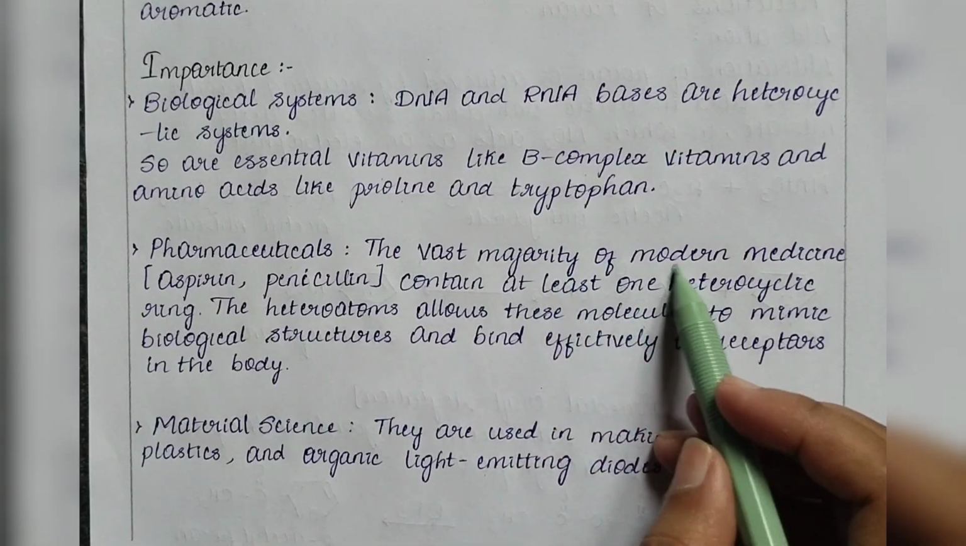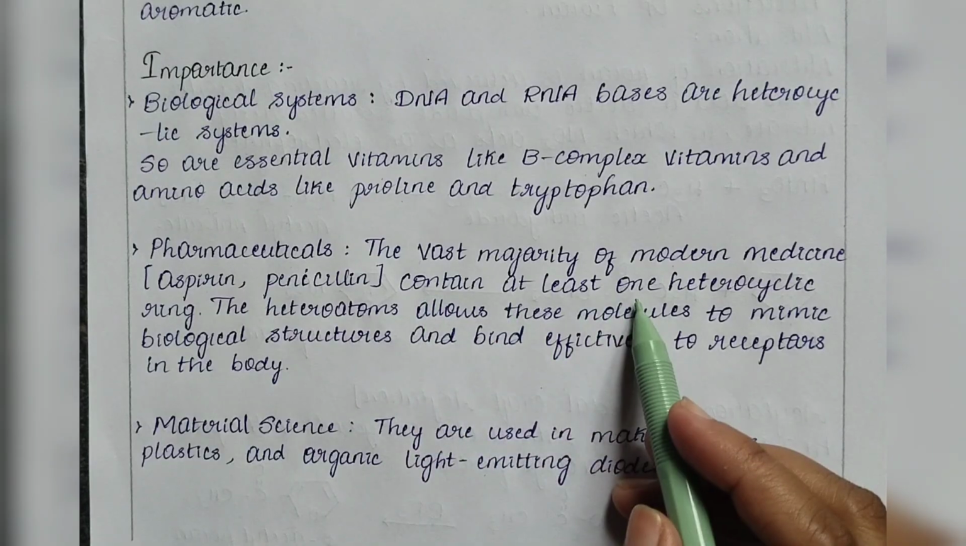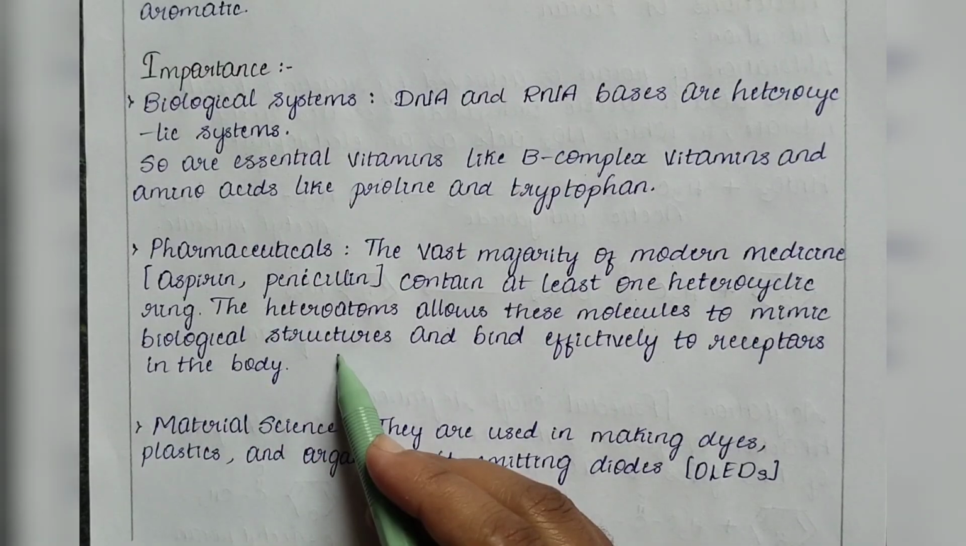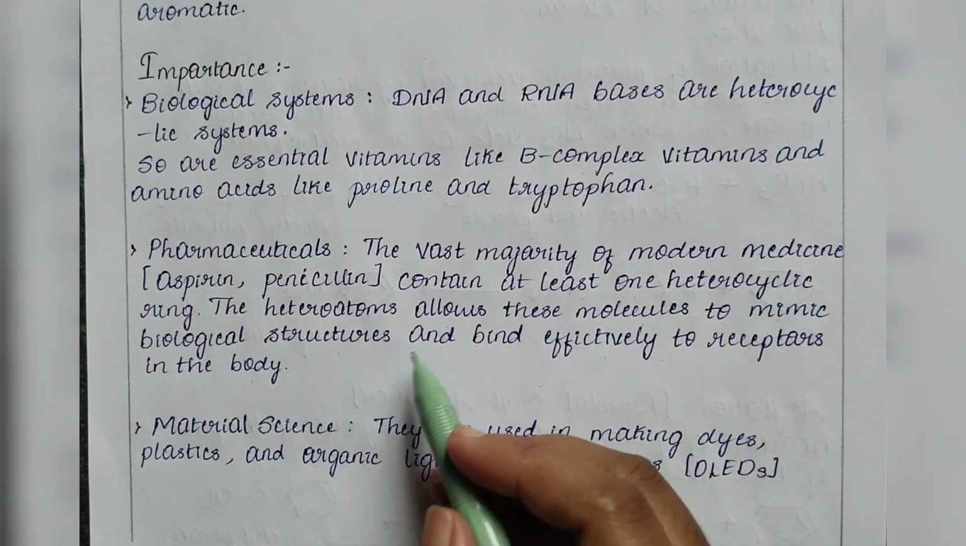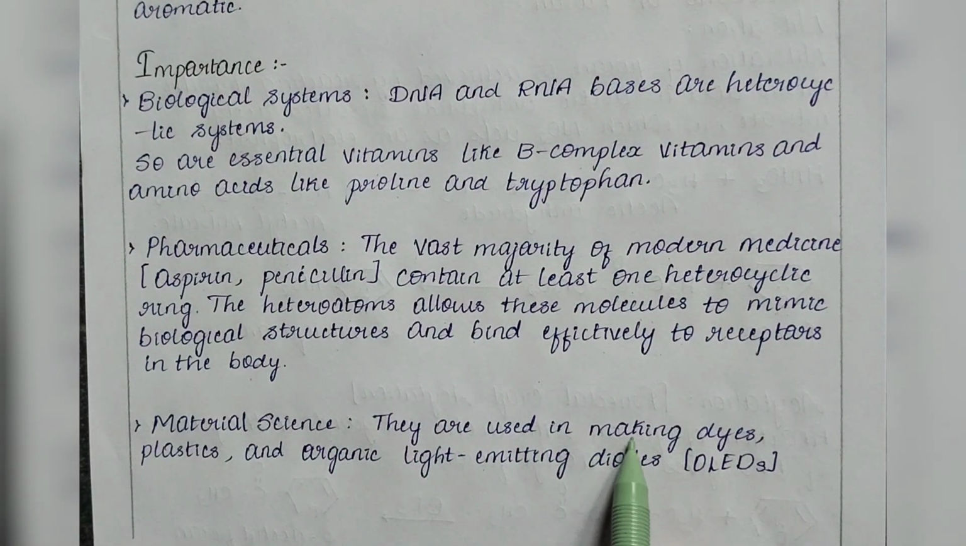The vast majority of modern medicines such as aspirin and penicillin contain at least one heterocyclic ring. The heteroatoms allow these molecules to mimic biological structures and bind efficiently to receptors in the body. Some heterocyclic compounds can mimic the properties of biological molecules and help in biological function more efficiently when the actual biomolecules fail to do so. The next one is material science. They are used in making dyes, plastics and organic light emitting diodes, which are also called OLEDs.